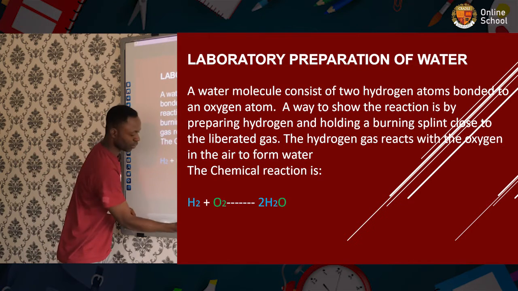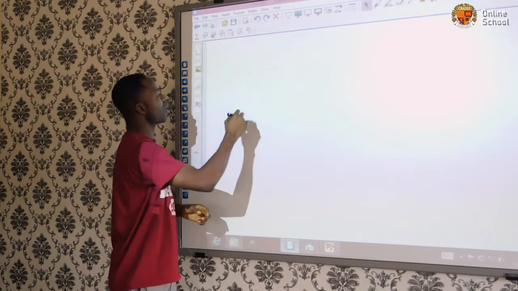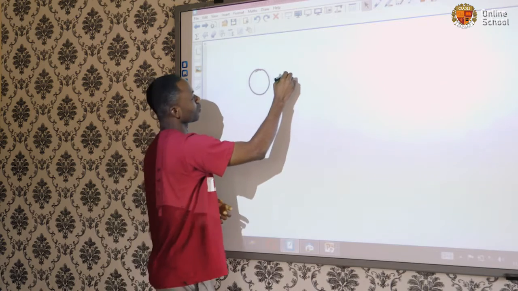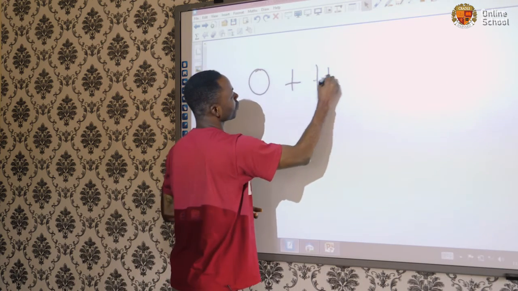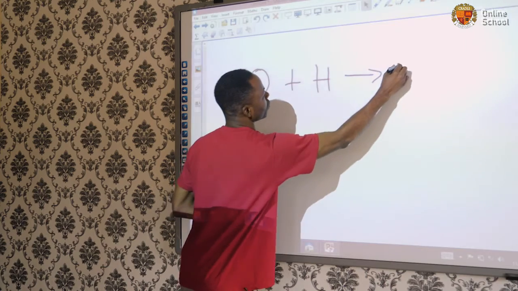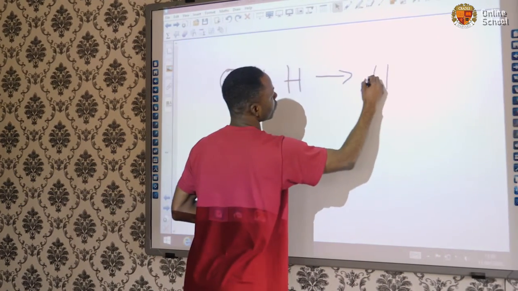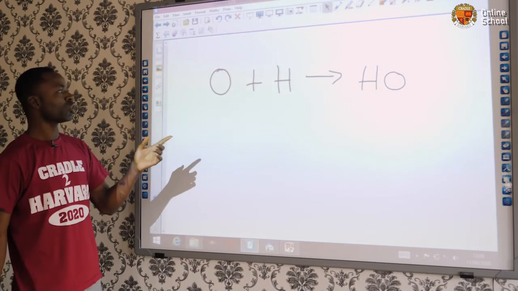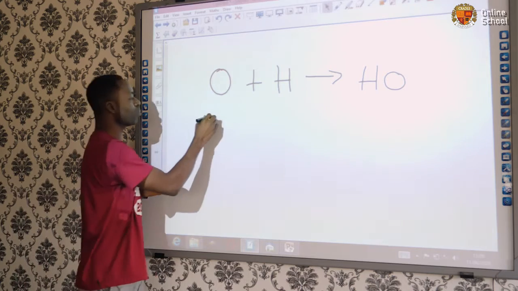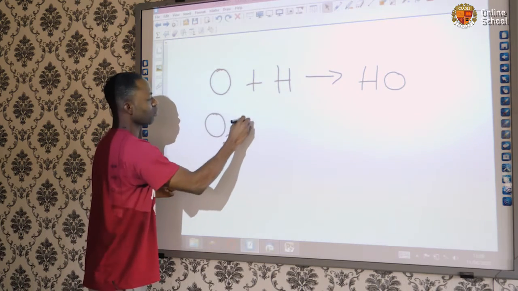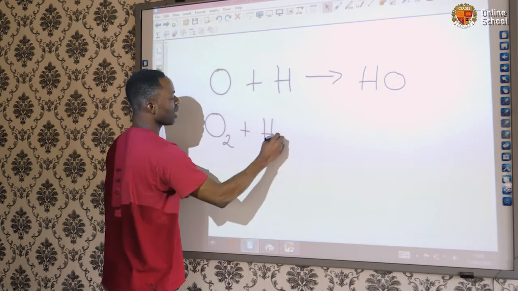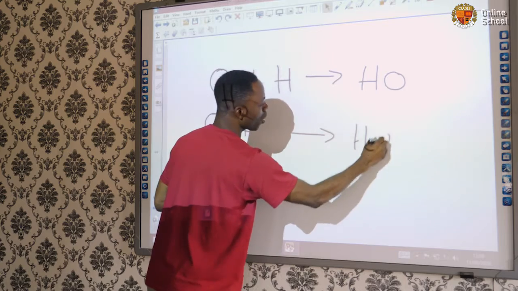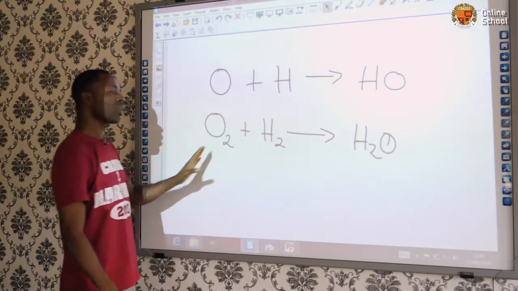Let me show you something here. For instance, you want to prepare water. This is not possible. This is not right. So we have to know that oxygen has two atoms, O2, plus two molecules of hydrogen. This will react to form H2O. Now the equation is not yet balanced.